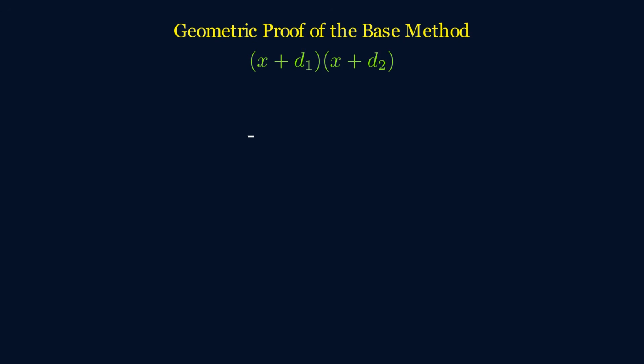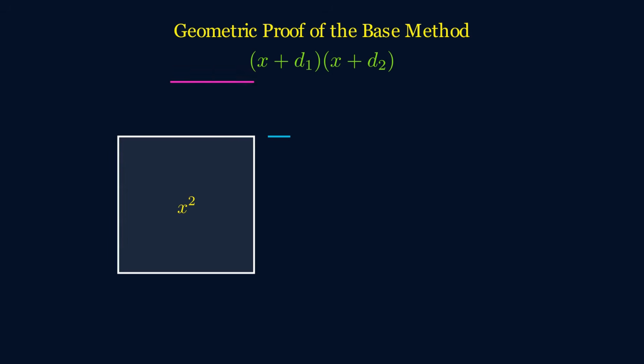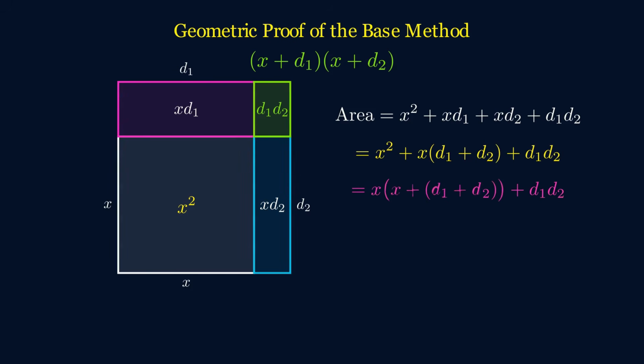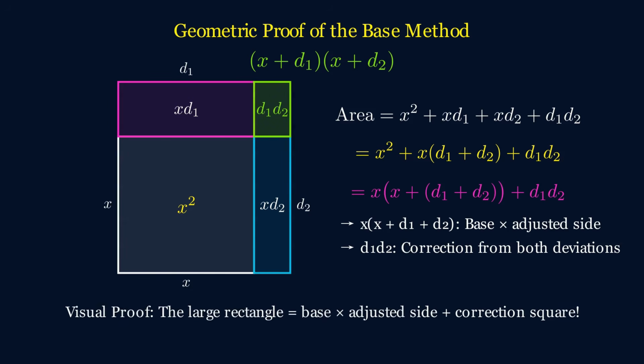Visually, imagine a rectangle. A big square x squared, two rectangles x d1 and x d2, and a small corner piece d1 d2. Add them together and you get the same expression, the base times the adjusted sum plus a small correction. That's why the base method works.